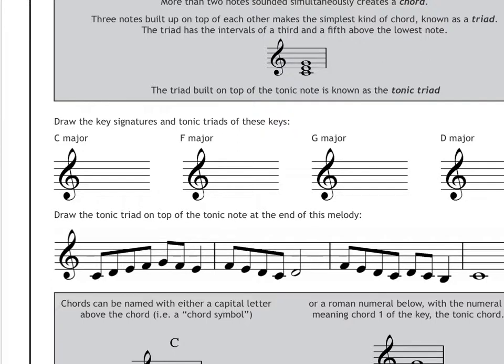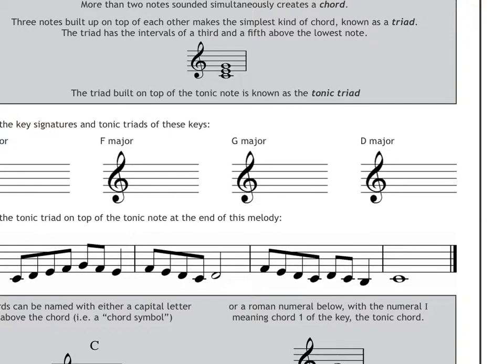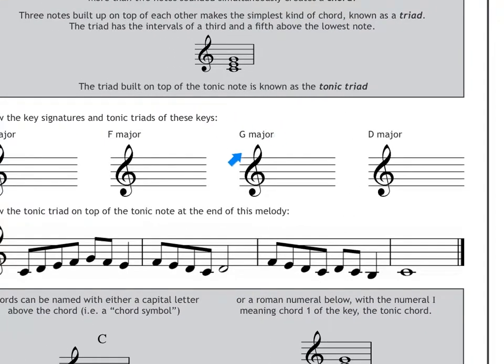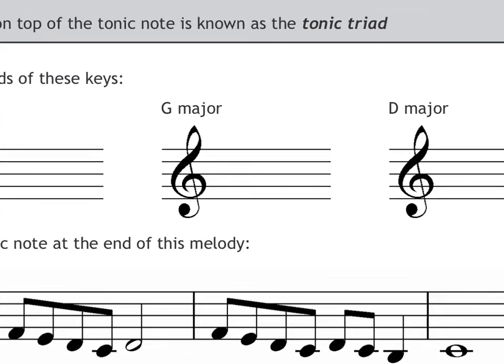So, using that knowledge, your task is to draw the key signatures and the tonic triads of these keys. For this one, C major, it'll look identical to this one. That's the easy one. I'll do one of these with you. Let's go with the G major, for example, right here. We'll do this G major one together, and you can do the other ones on your own.